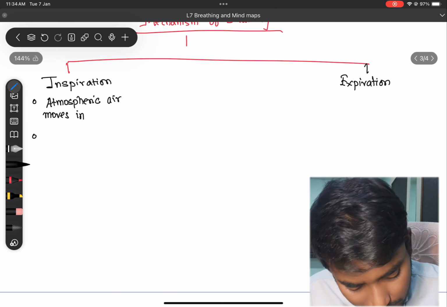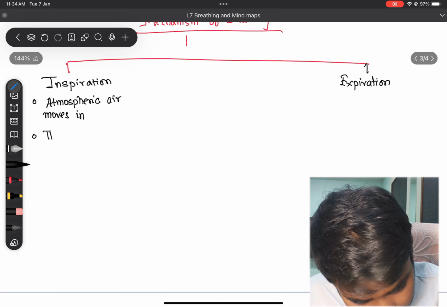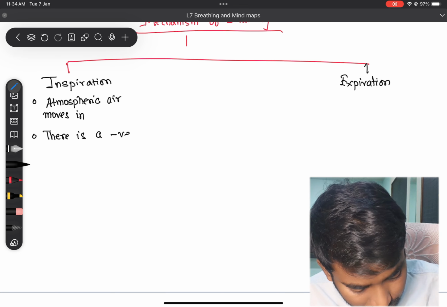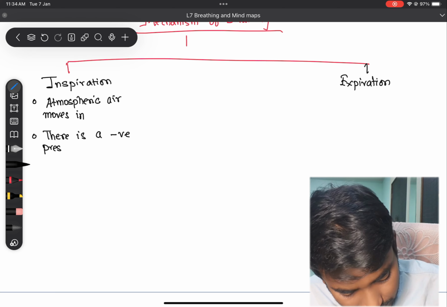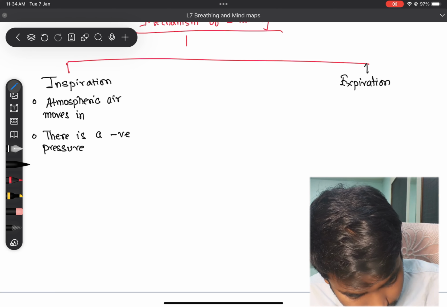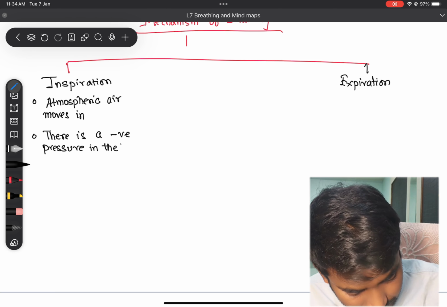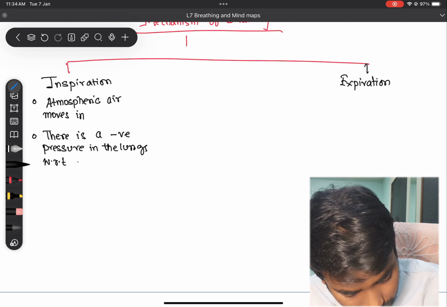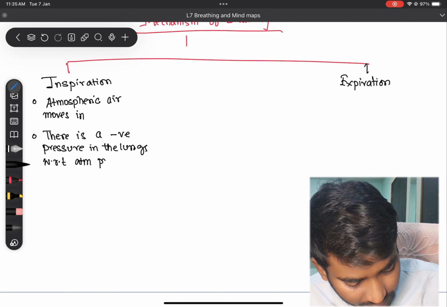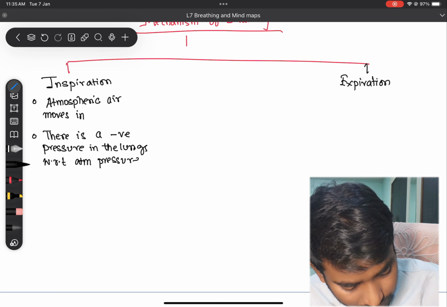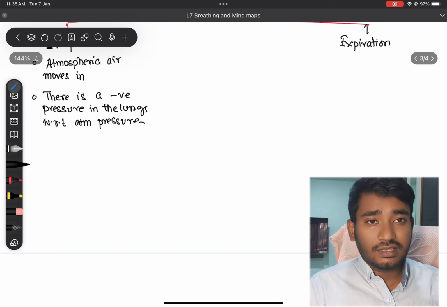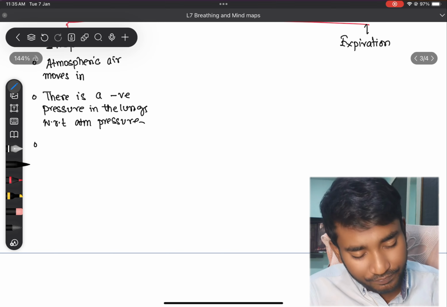Now, what happens next? There is a negative pressure in the lungs with respect to atmospheric pressure, ATM pressure. Probably in chemistry you have already learned the atmospheric pressure. The atmospheric pressure is said as ATM.